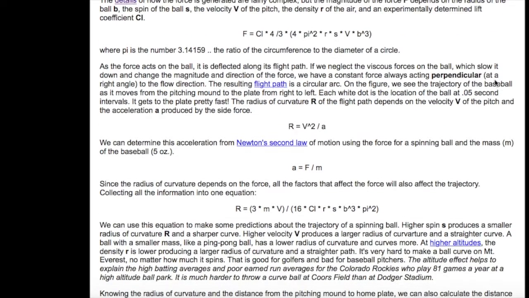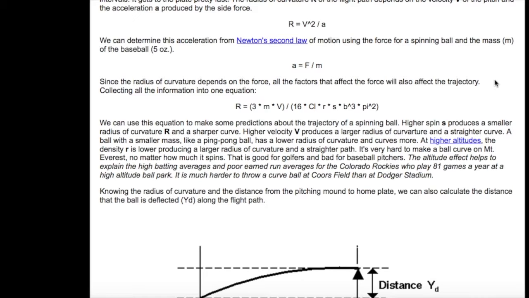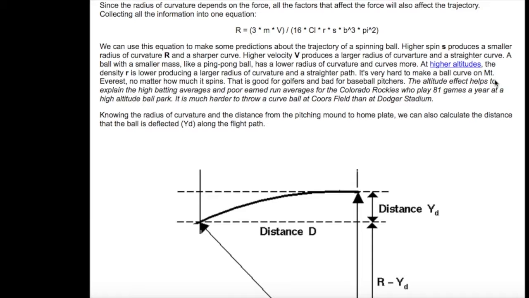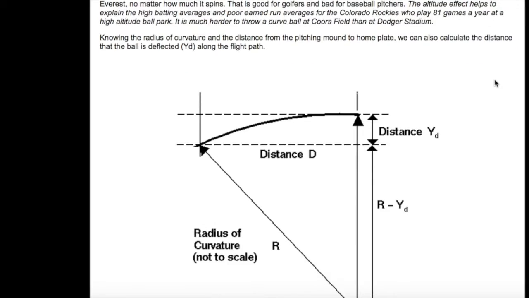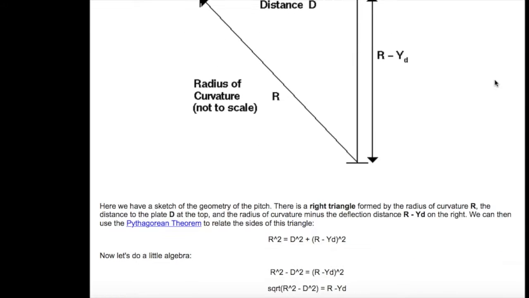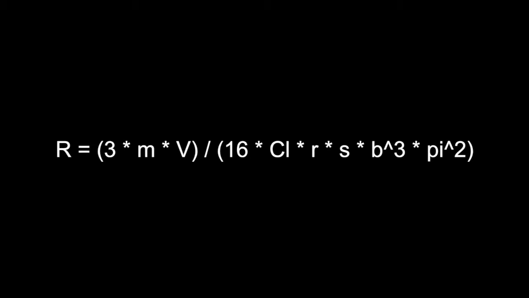By eliminating a couple of variables, we can conclude that there is a perpendicular force acting from the flow of direction, resulting in the flight path being a circular arc. Radius can be calculated by the formula v squared over acceleration, and acceleration can be calculated by the equation F over mass. Reorganizing the original equation will give us R equals 3 times m times v over 16 times CL times R times S times b to the 3rd power and pi to the 2nd power.